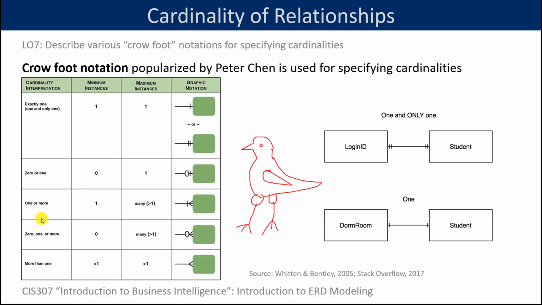Now, I already mentioned that this sign here is called a crowfoot. So this is my drawing of a crow, of a bird. So they have feet like that. So I wouldn't even say this is an informal name. I think this is the formal name for this notation, crowfoot notation, because of that many sign. Okay. This crowfoot notation approach was popularized by Peter Chen for specifying cardinalities.